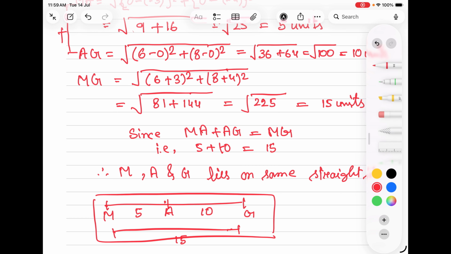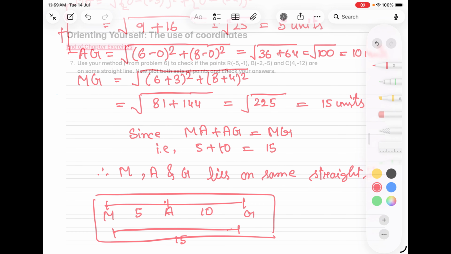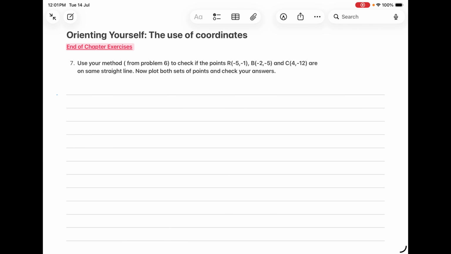So the next question is question number 7. Question number 7 is, use your method from problem 6 to check if the points R, B and C whose coordinates are given are on same straight line. Now plot both sets of points and check your answers. So same type we have to do. The same way we have solved here using distance formula. So what are the given points?